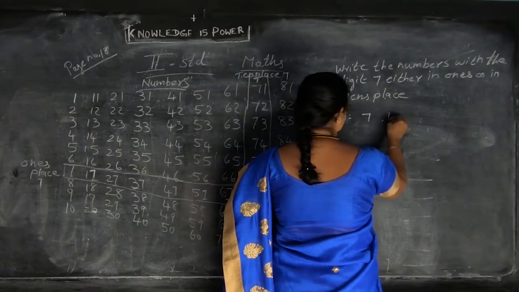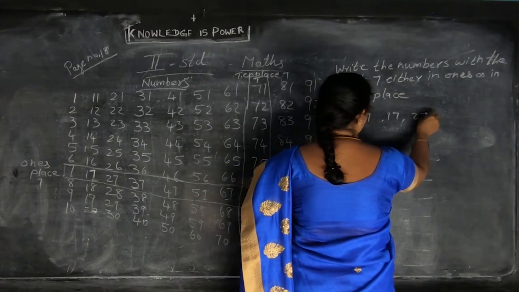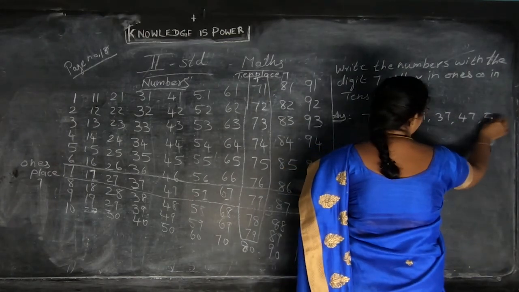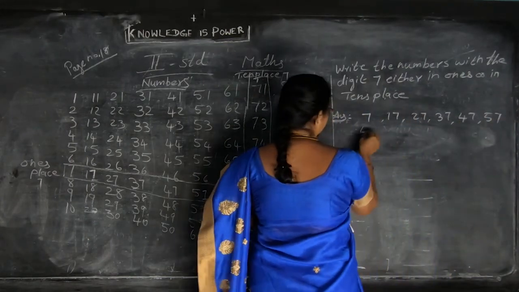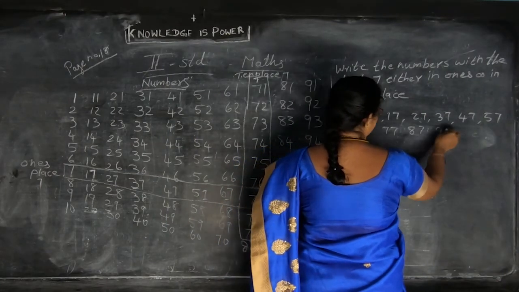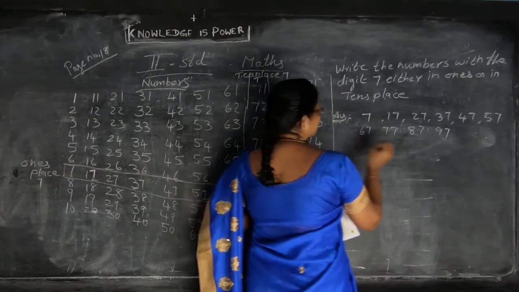7, 17, 27, 37, 47, 57, 67, 77, 87, 97. All this in ones place.